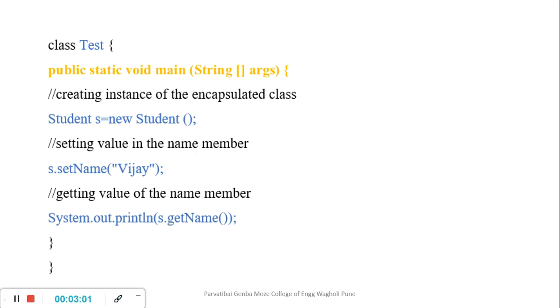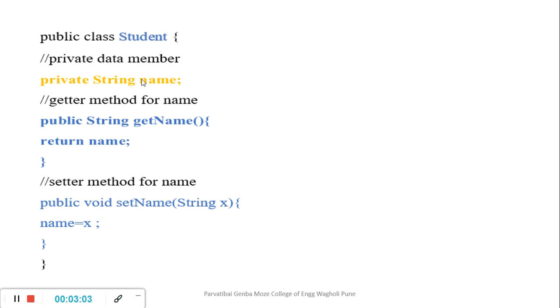So we are not directly accessing this name variable; we are making it private and providing public methods getName and setName to access this name. So we will see this practically.